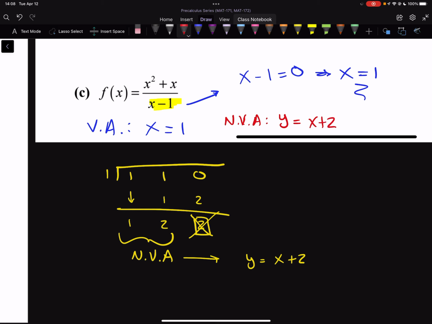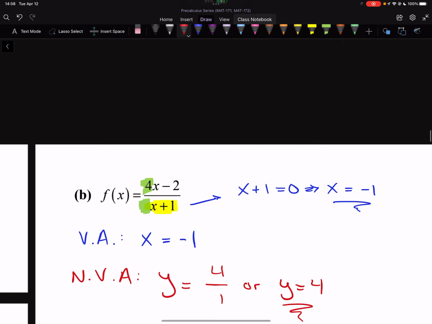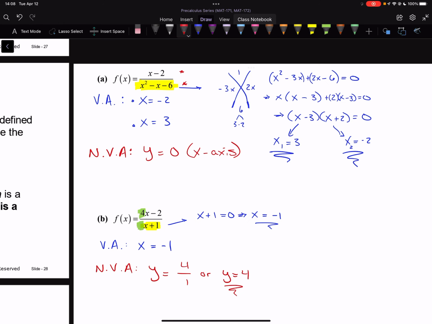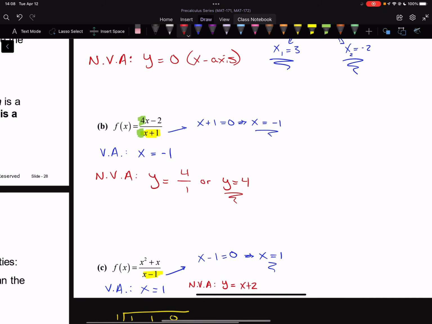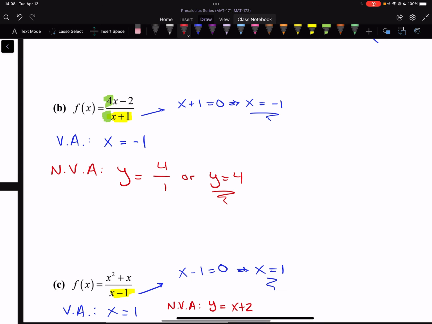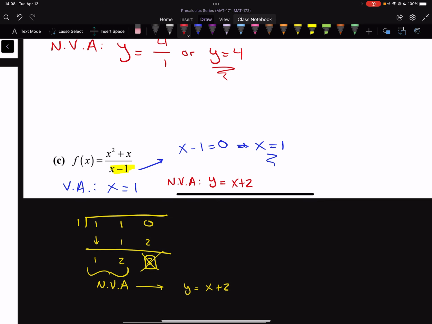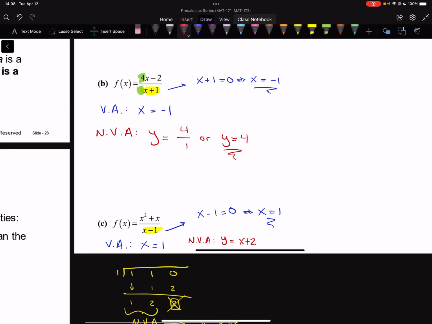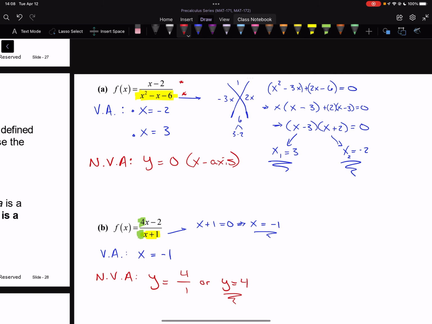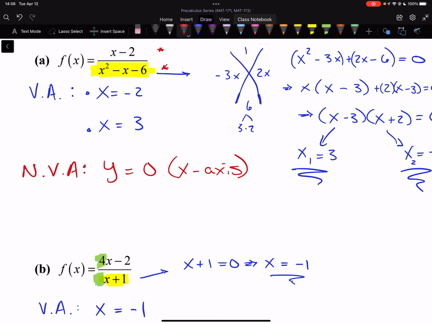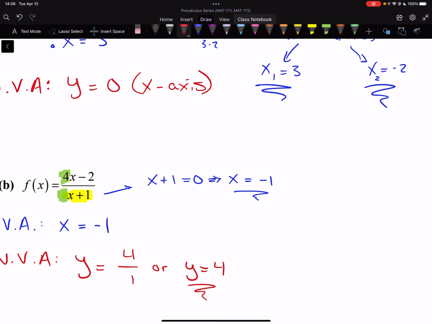All right, so just a very quick recap. We had these 3 problems, the first of which the numerator was a lesser degree than the denominator. The second, where the numerator and the denominator had the same degree. And then finally, the third, where the numerator was exactly 1 degree higher than the denominator. Based on those, we were able to determine our non-vertical asymptotes, and again, that's based on the degrees. But we can always find our vertical asymptotes by just setting the denominator equal to 0 and solving.